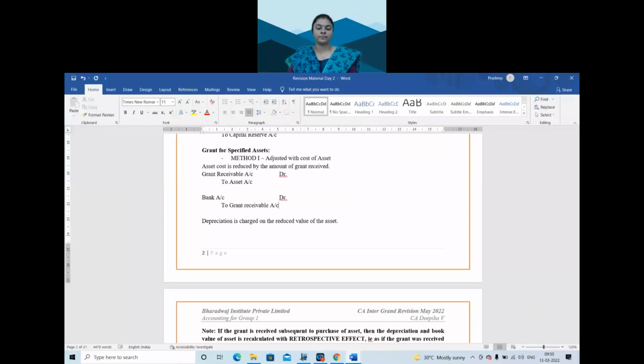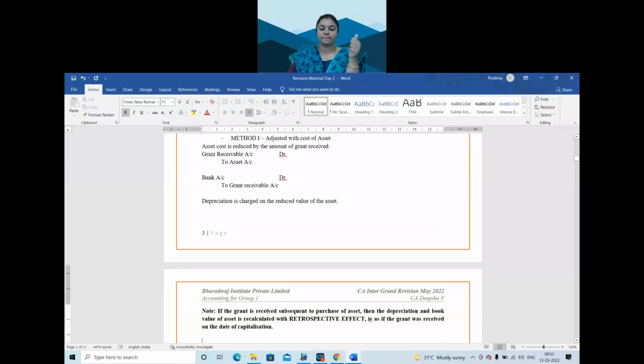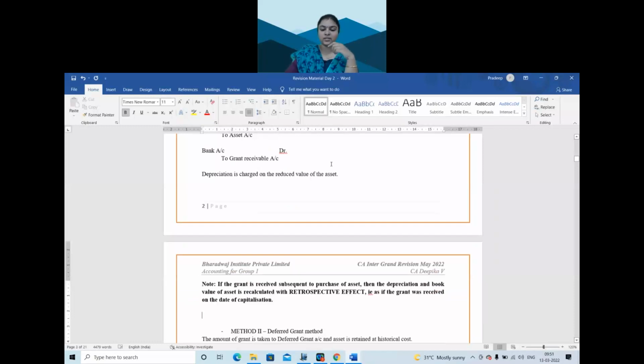Okay. So here what happens? I have reduced the cost of the asset. If I had purchased the asset for 10 lakhs and the government grant was received for 2 lakhs, now my recognition is only going to be for 10 minus 2, 8 lakhs. Now in this case, the book value, the cost of the asset in the books reduces. So depreciation will be provided on the reduced book value of the asset. So you will not charge depreciation on 10 lakhs, you will only charge depreciation on 8 lakhs. This is method 1.